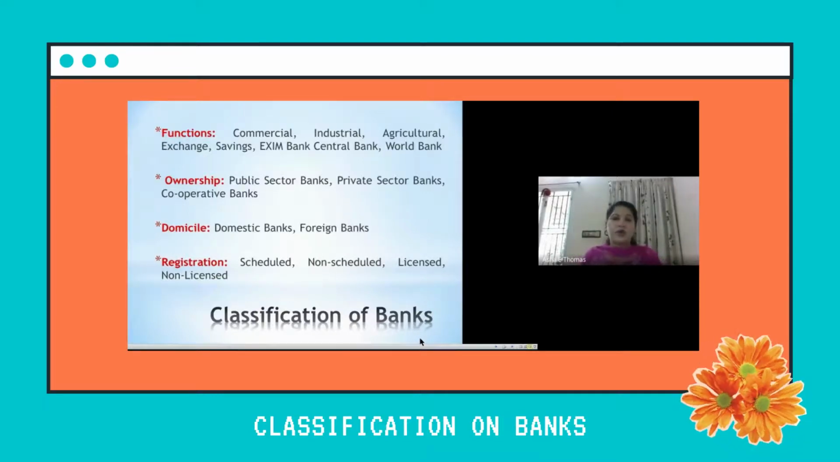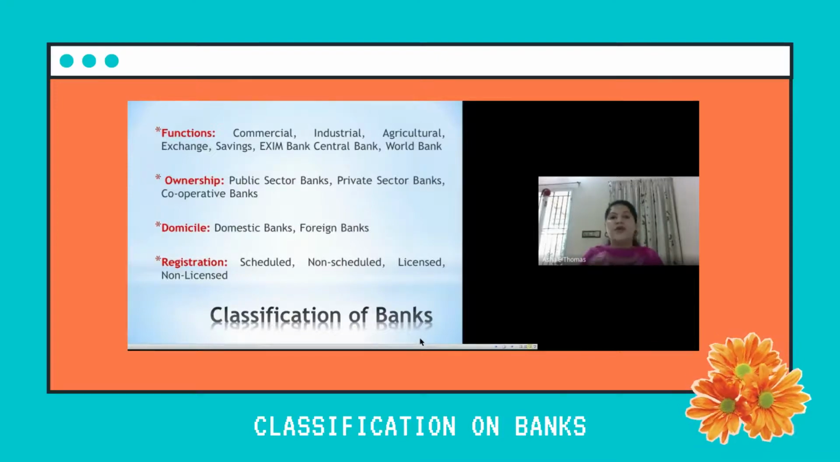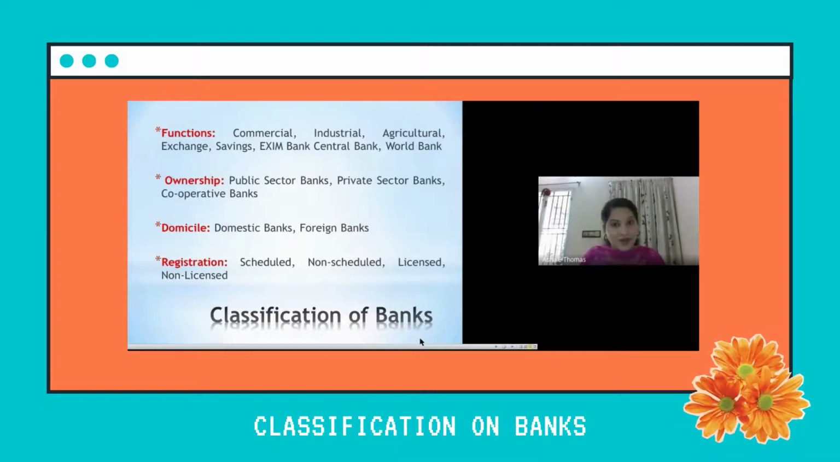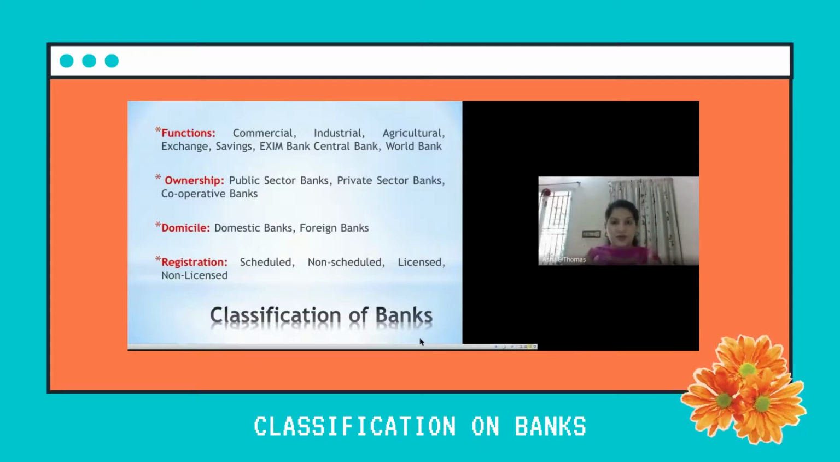Cooperative banks, when I'm talking about them, are owned and operated by cooperative societies, primarily aiming at the development of the rural agrarian economy. Okay, primarily the rural economy. Cooperative banks are owned and operated by, in quotes, cooperative societies.